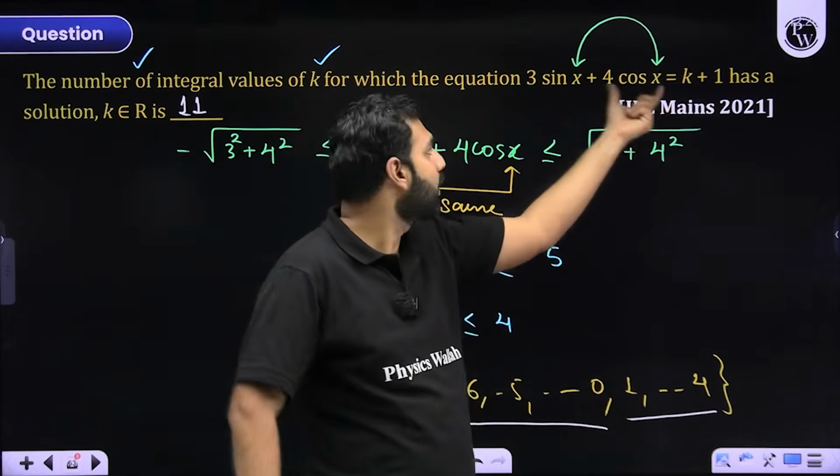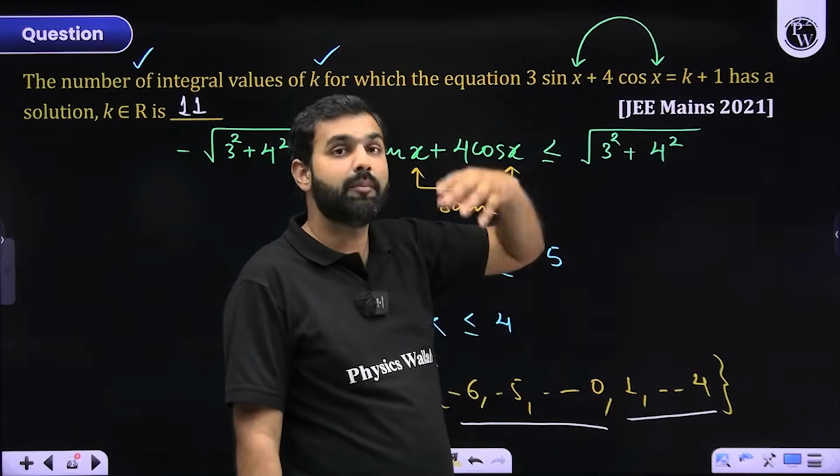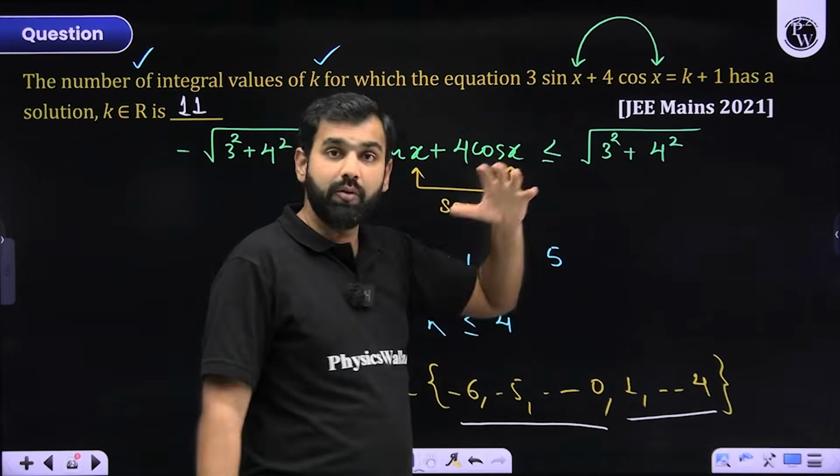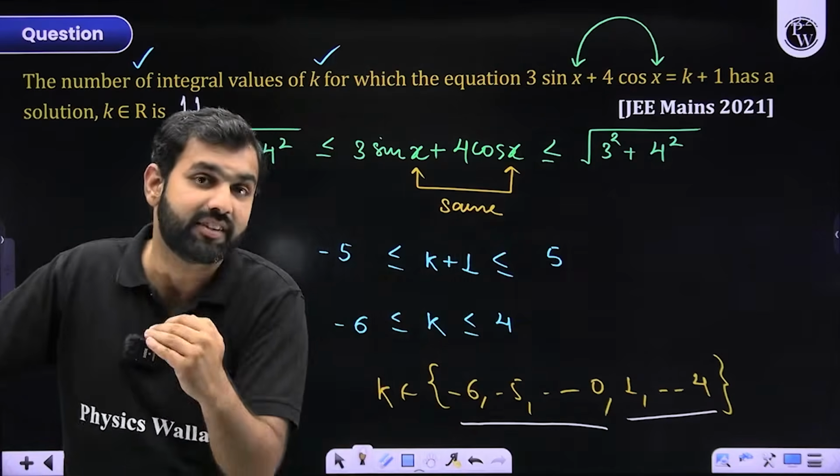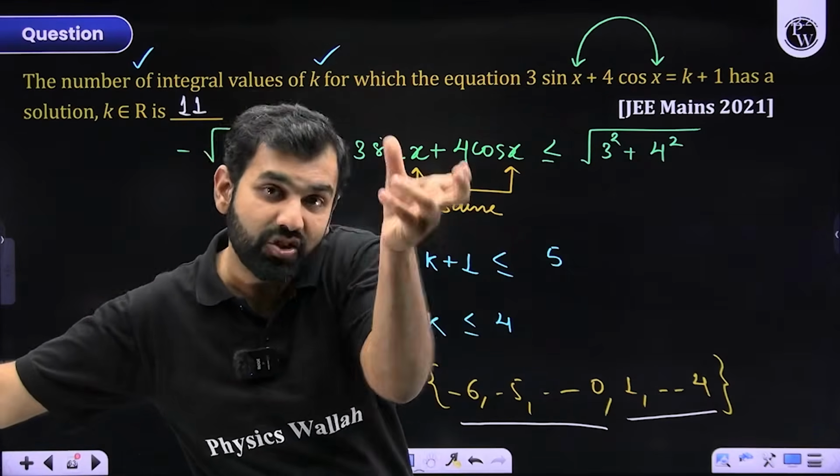And this equation will be solved when this has an acceptable value. And we know that this lies between minus 5 and 5. This can never be less than minus 5. This can never be more than 5. This is the range of this expression.